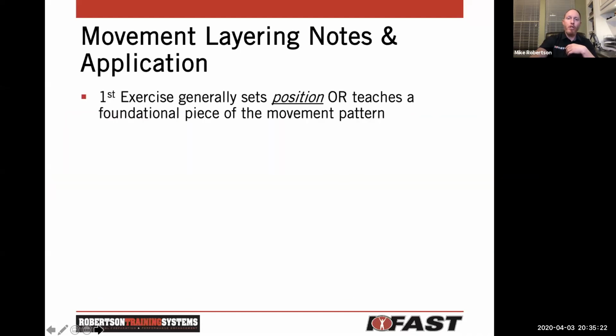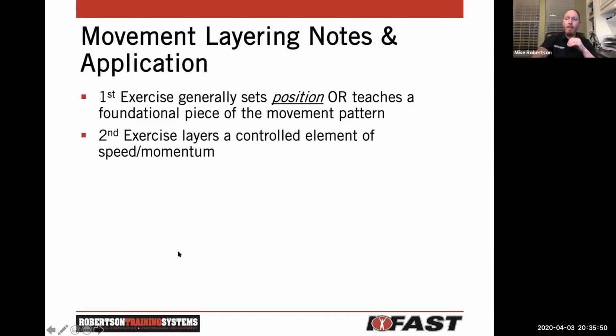So a couple notes on doing this. And this is the way I set it up. You don't have to do it exactly like this, but I think it works really well. Your first exercise is generally there to set position or teach a foundational piece of the movement pattern. It's generally more isolated in nature. Maybe you're trying to help them find a certain position. Maybe you want them to feel a certain angle. So it's very low load, very low momentum. You're just trying to help them understand the positions first.